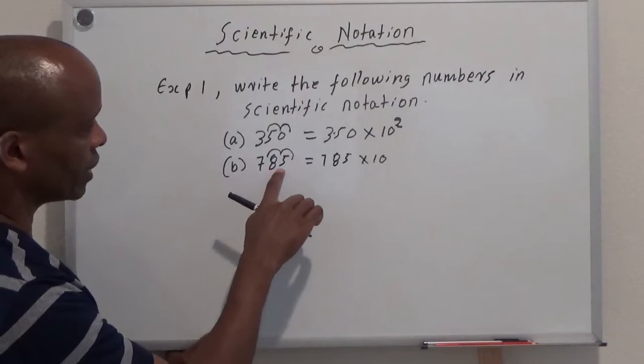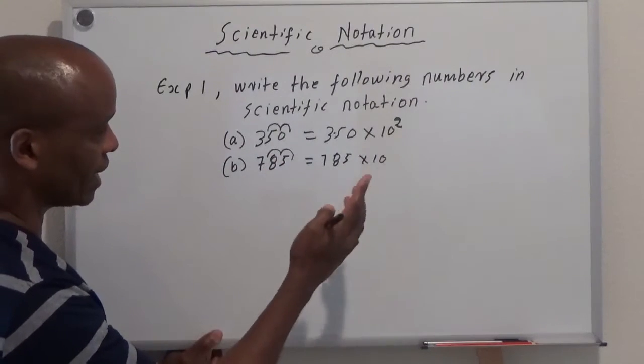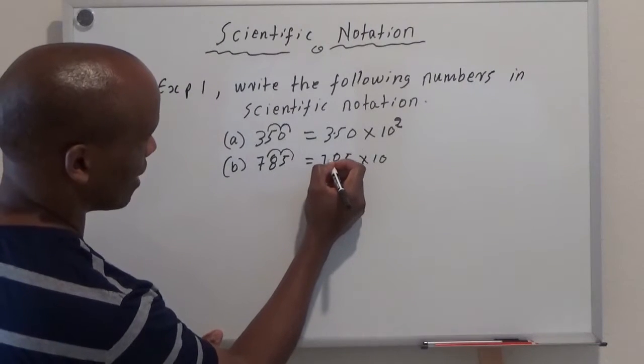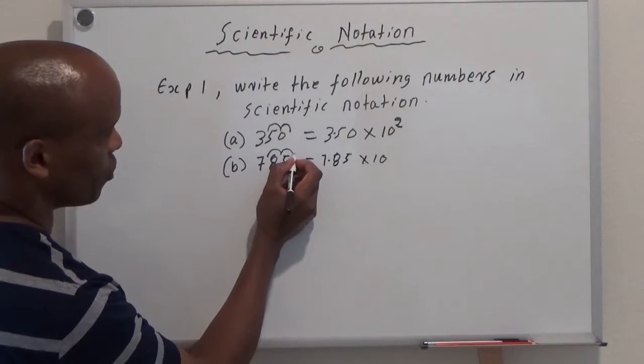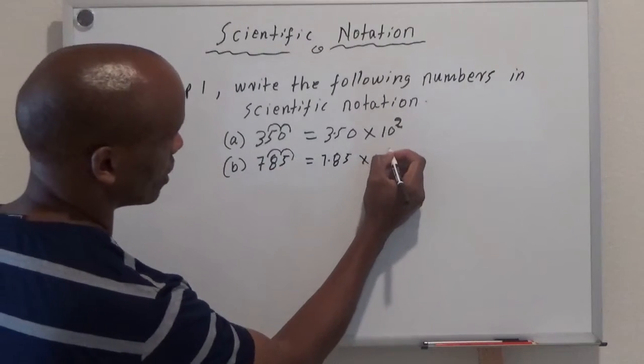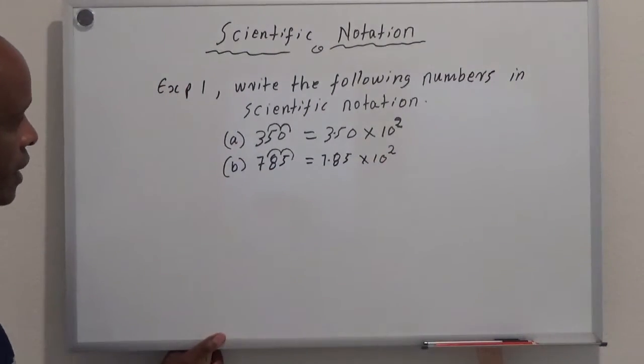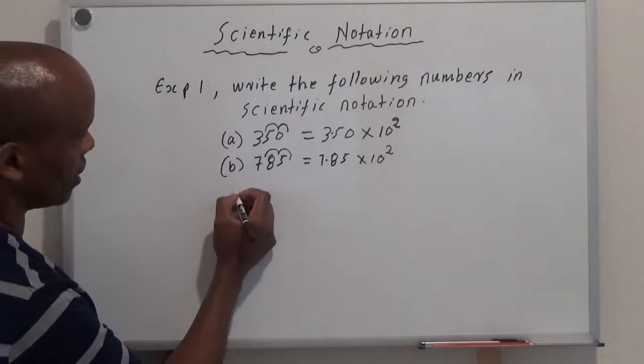because if I put it here, it will be 78. It will be more than 10. So that's the only place it can be. So I put my point there. But how many places did I move? 1, 2. So it's 2. Right?